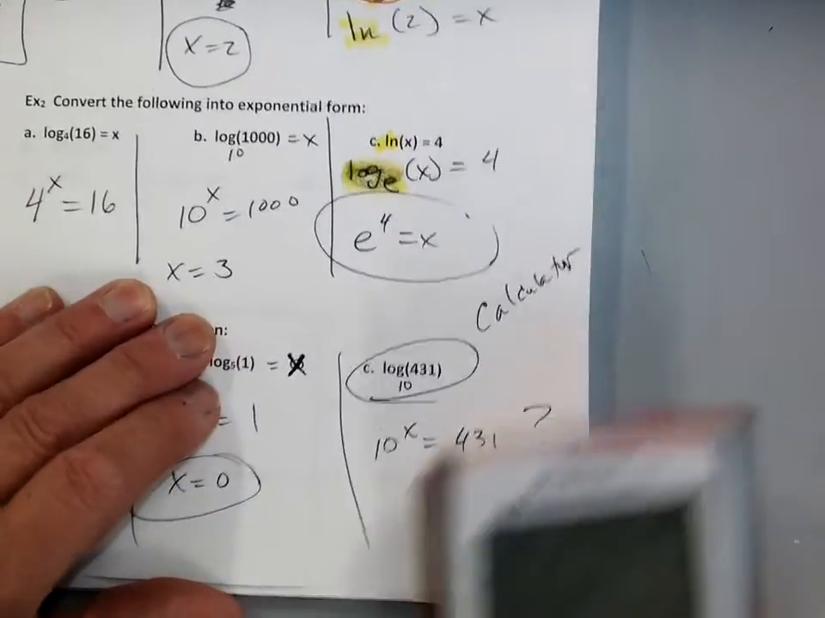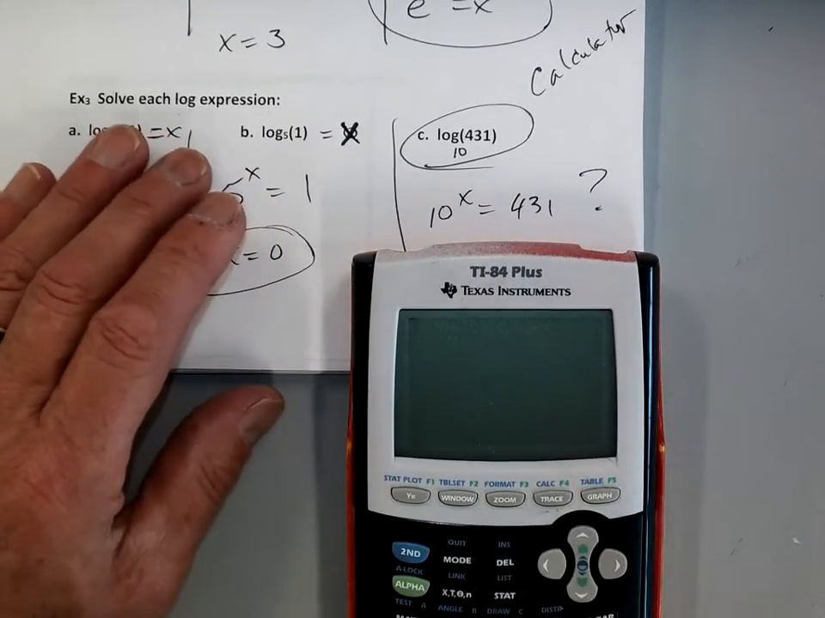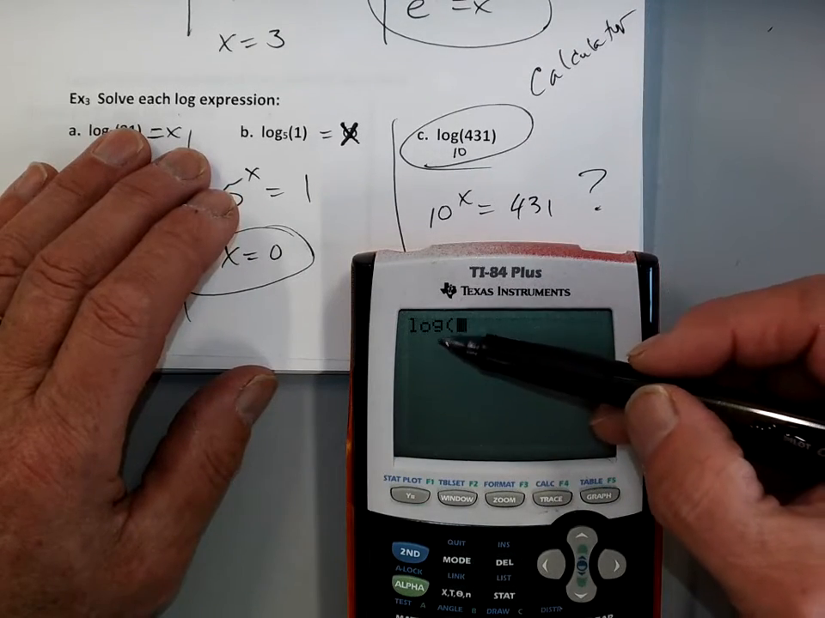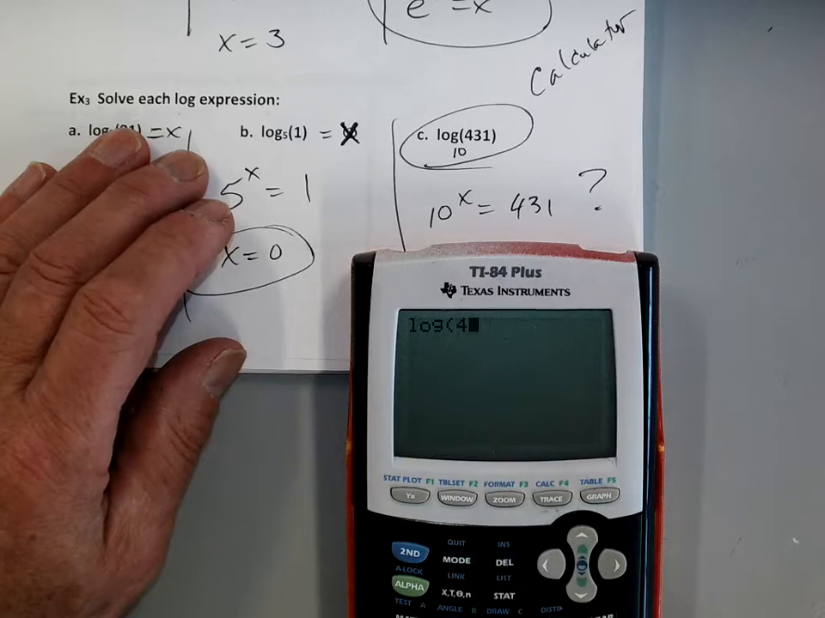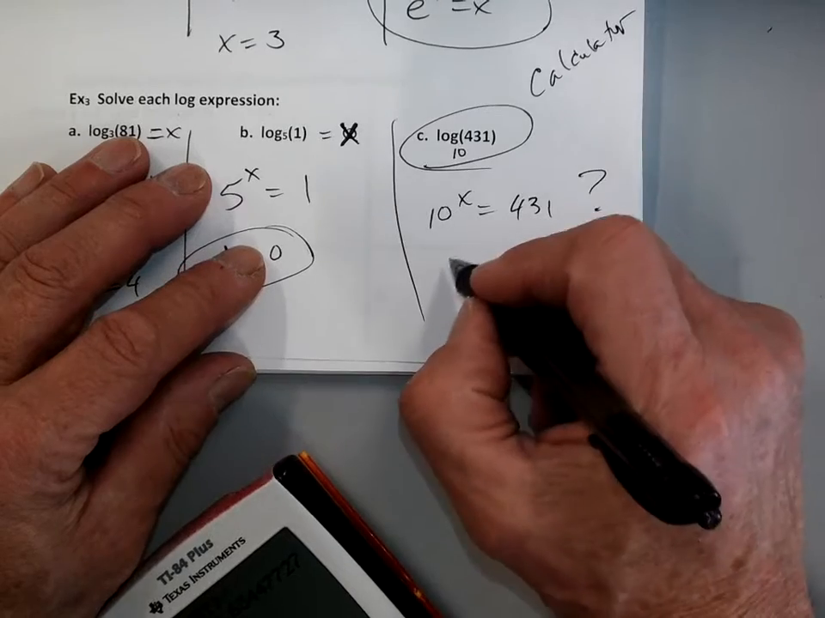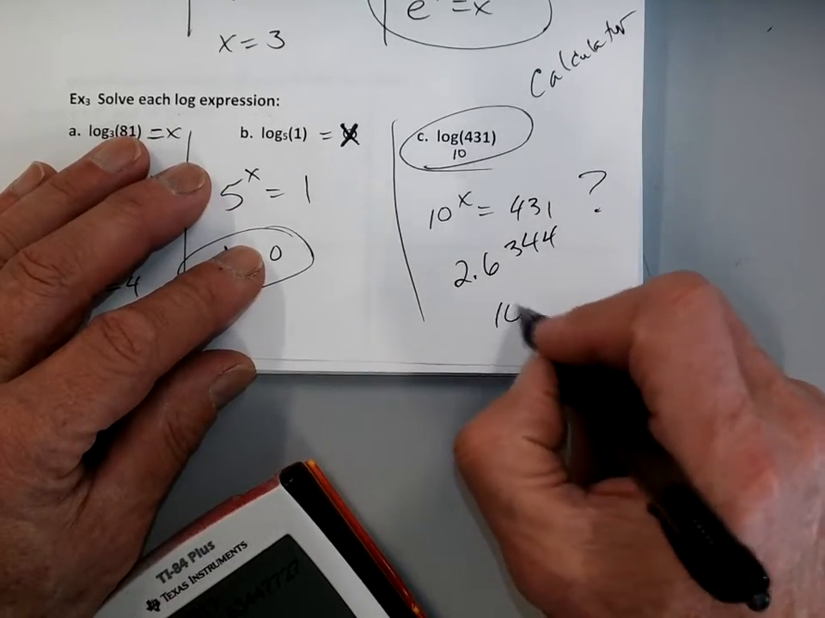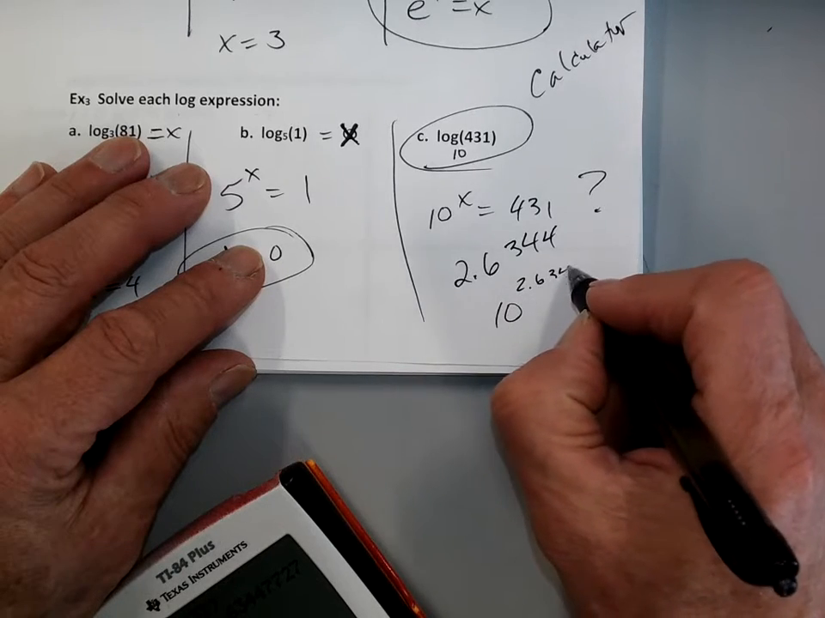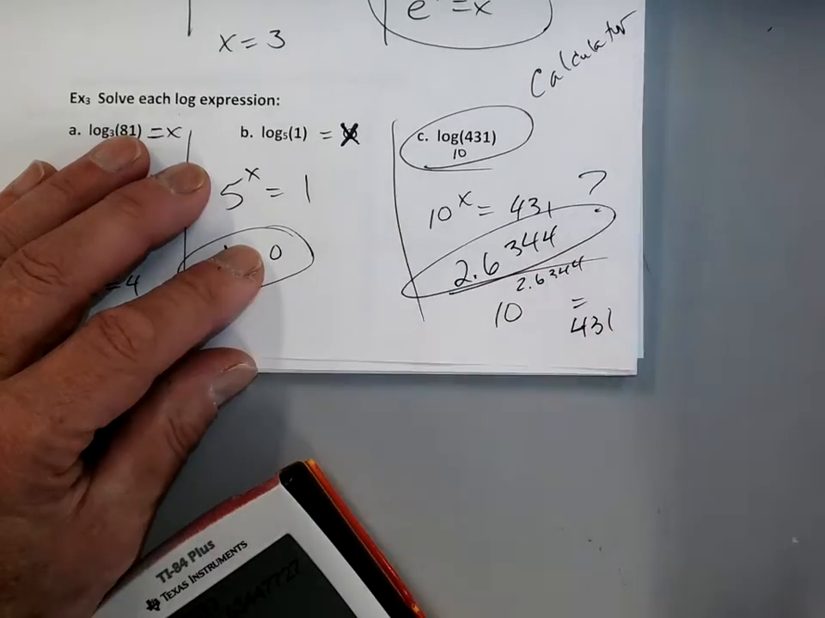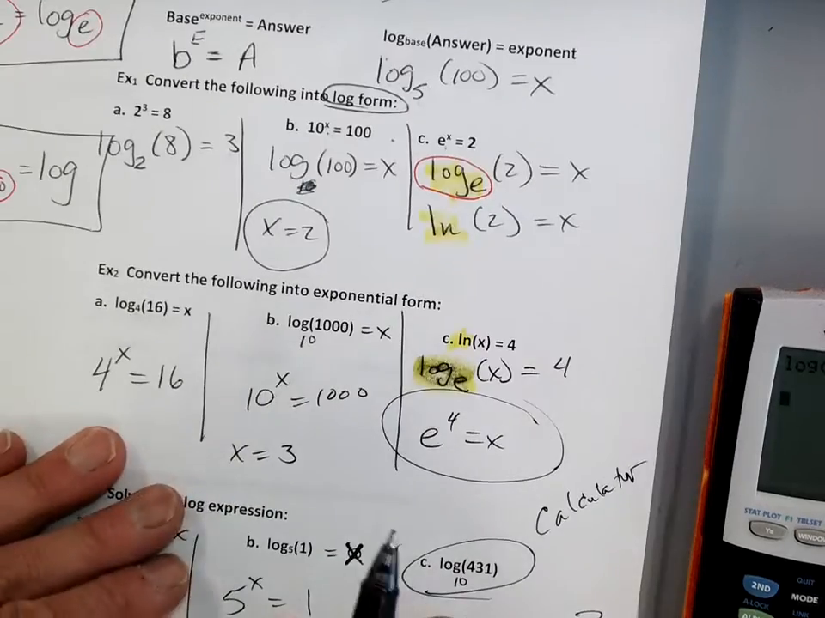So I'm going to do log. And that is base 10. If it's invisible, it's base 10. There's a base 10 there, but it's invisible. 431, and I get an answer of 2.6344, and so on. So 10 to that power is equal to about 431. But my answer is, just use your calculator. What is log of 431? Okay. Now, next page. Move along.